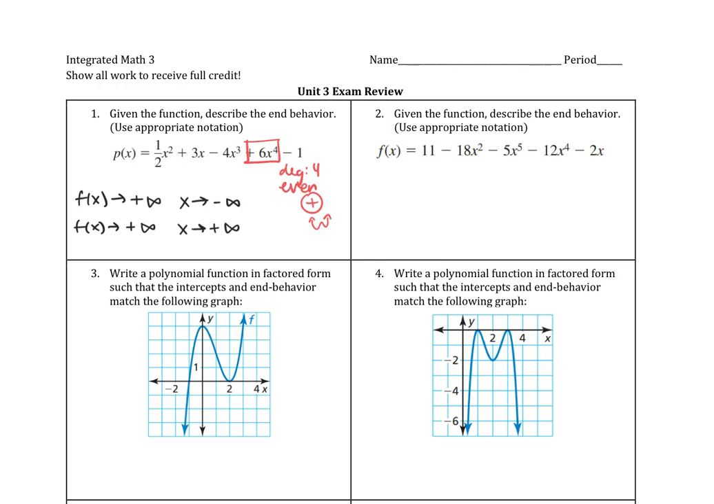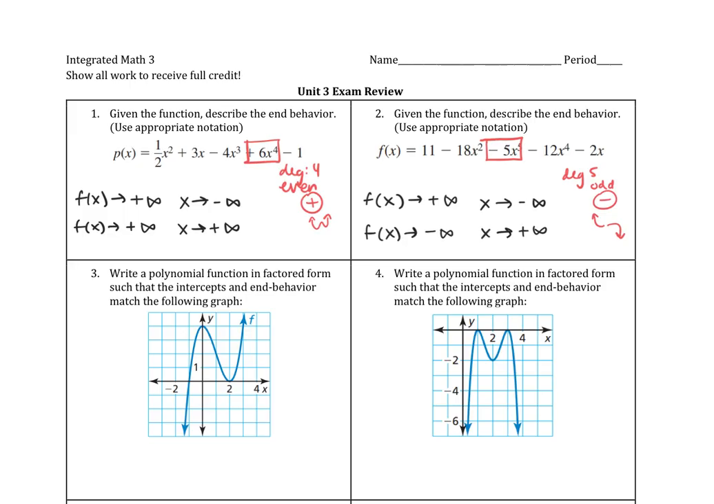And we're doing the same thing for number 2. Let's look for that leading coefficient and that degree. It's the highest exponent on any variable right here. So the degree is 5, and that leading coefficient is negative 5, which is negative. So that means our graph is going to be doing something like this, okay? So as x goes to negative infinity, f of x is going to be going to positive, and as x heads to positive infinity, f of x is going to be going to negative.